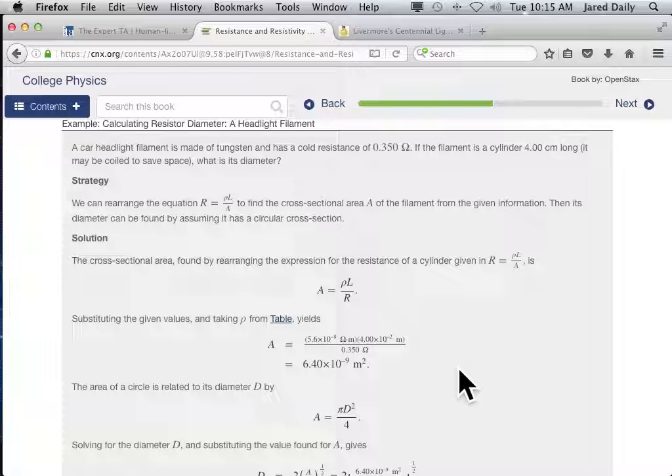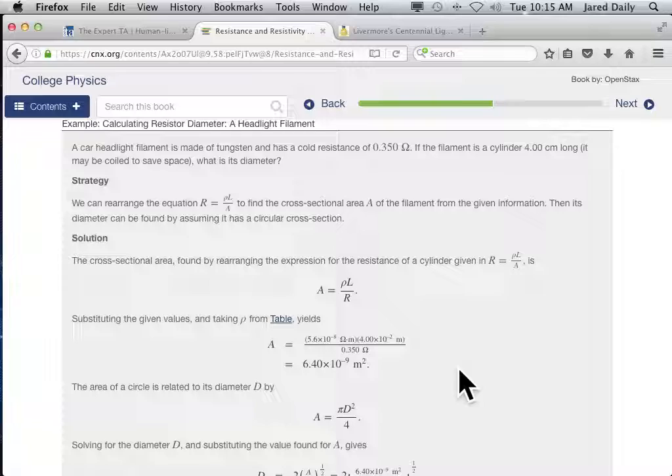Here they're actually going to calculate the cross-sectional area because they've been given everything else. They've been given the resistivity, the length, and the resistance. So we have a resistance of 0.35 ohms, a cylinder that's 4 centimeters long, and we want to know the diameter of this thing. So we're going to rearrange this to calculate the area and use the area to calculate the diameter. We plug in our resistivity for carbon, the length that they've given us, and divide by the resistance they've given us, and we get an area of 6.4 times 10 to the minus 9 meters squared.